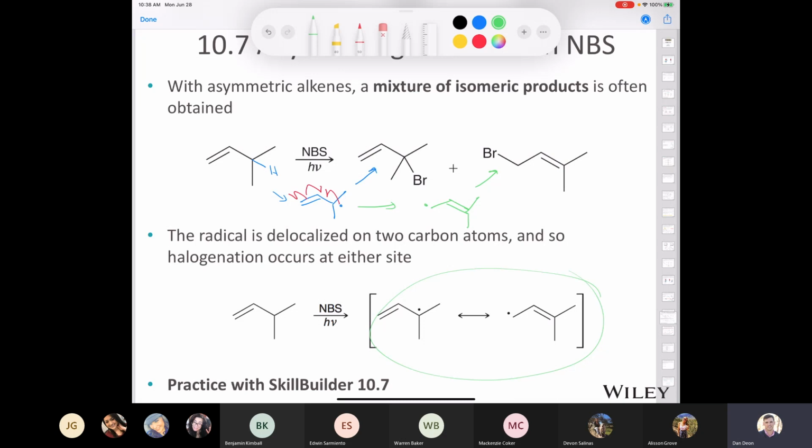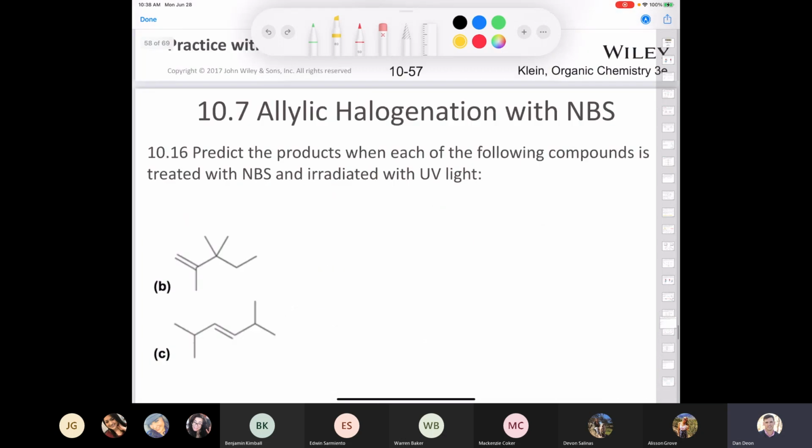And here are the two radicals drawn down here. And so you should be able to determine that when you do an allylic bromination, since you form a radical as an intermediate, if that has a resonance contributor that is not the same in structure, you're going to end up with a mixture of regioisomers.